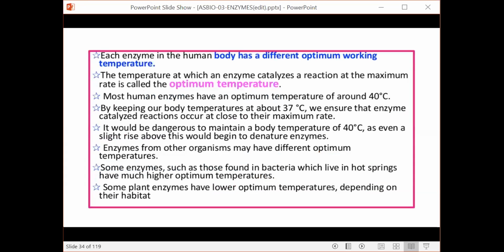The temperature at which the enzyme shows maximum efficiency or maximum rate will be called the optimum temperature.